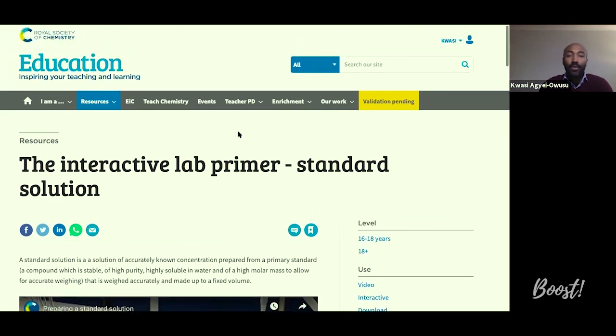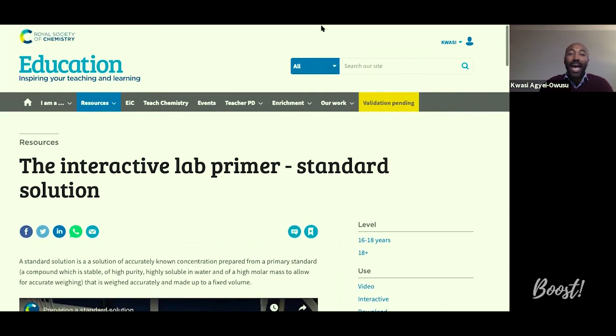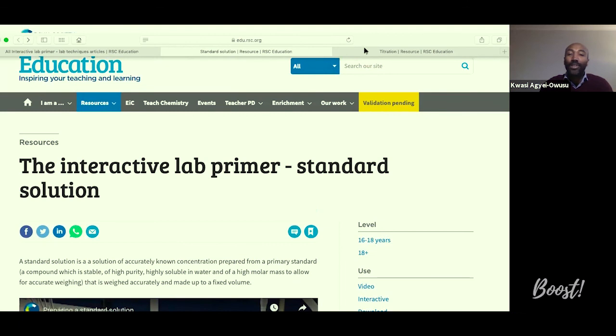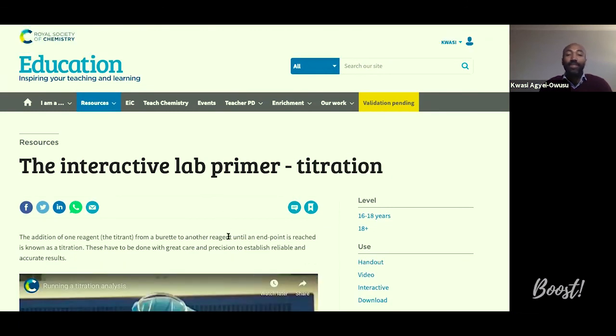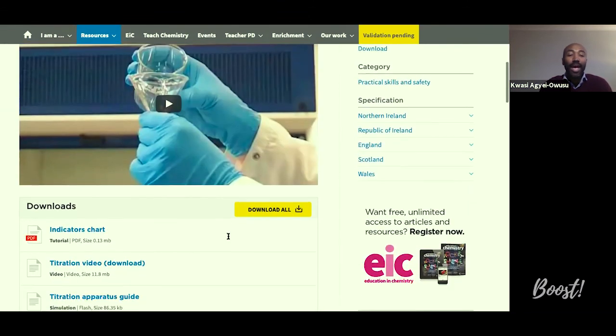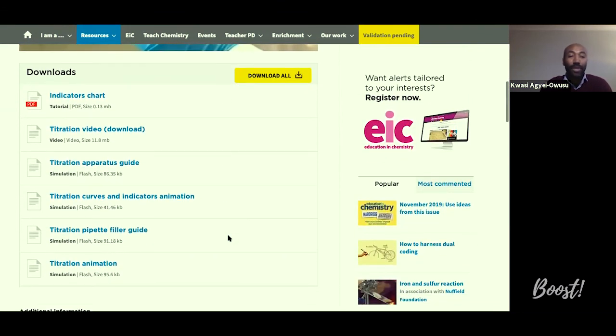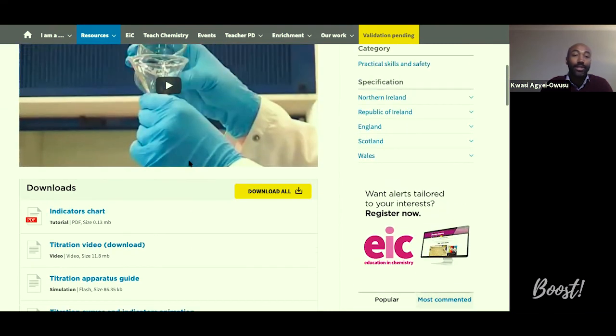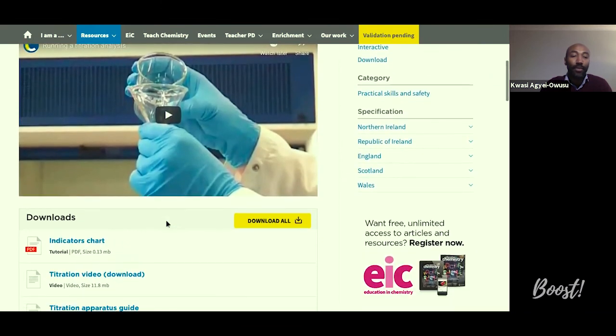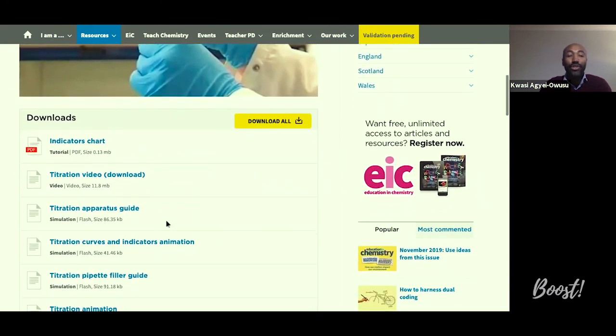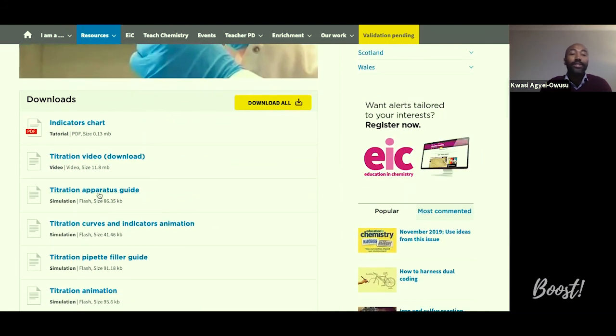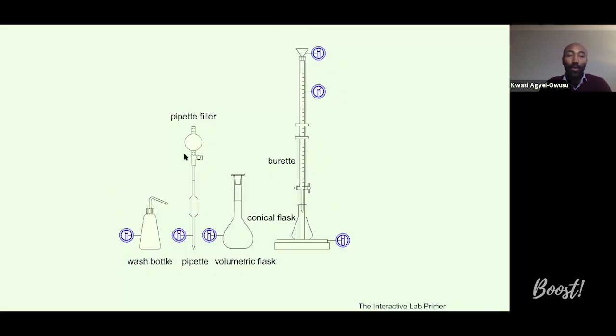Okay, so if we then look at the page on carrying out titrations, there's the interactive lab primer titration page, and I just want to very quickly show you a very handy guide to titration apparatus. Just as with the standard solution page, you've got a titration video, which we've just scrolled onto. I shan't play it. And then you can also look at the apparatus guide. So on your screen at the minute, you should see very shortly all of the apparatus required.